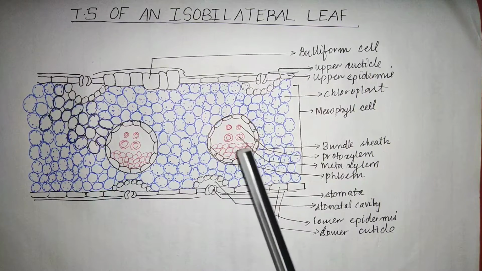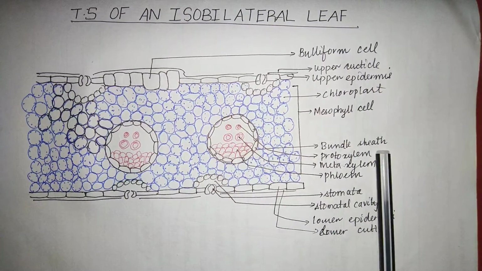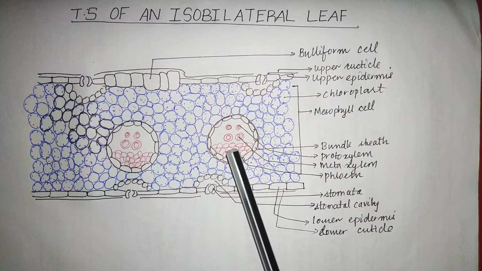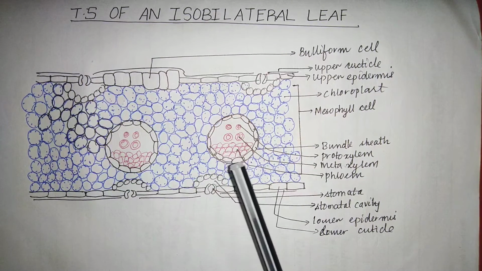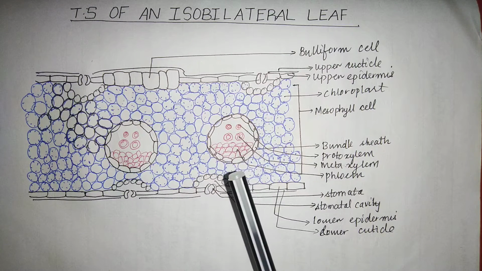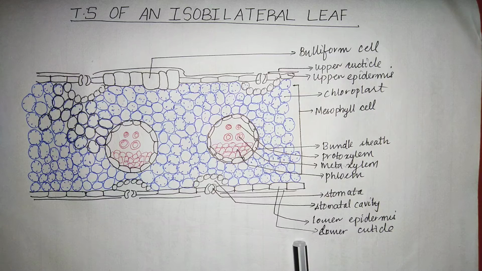Coming to the vascular bundles of isobilateral leaf, they are surrounded by a bundle sheath, and the vascular bundles are conjoint, collateral, and closed type. Conjoint vascular bundle means xylem and phloem are present at the same radius, and collateral vascular bundle means xylem is present towards one side and phloem is present towards the other side. And closed vascular bundle means no cambium is present between xylem and phloem.